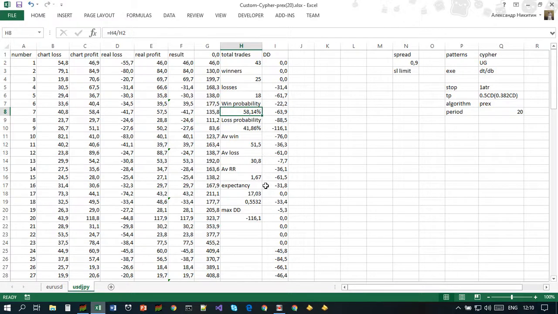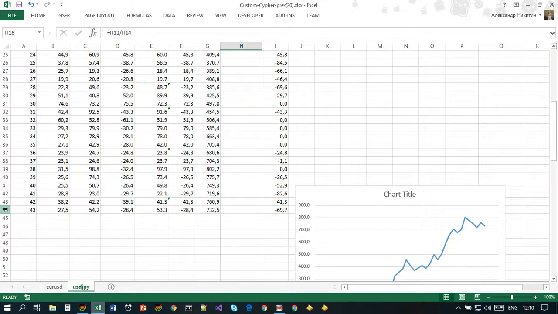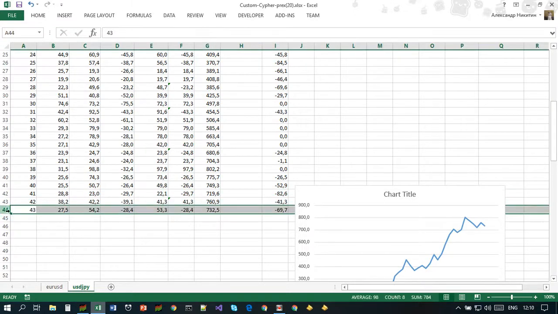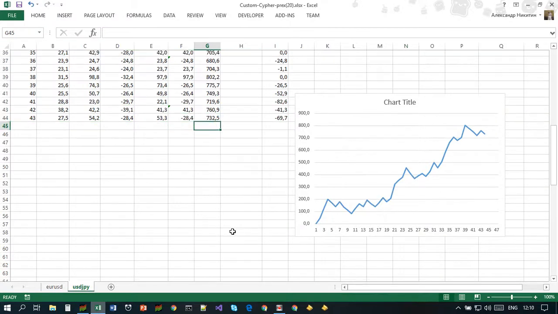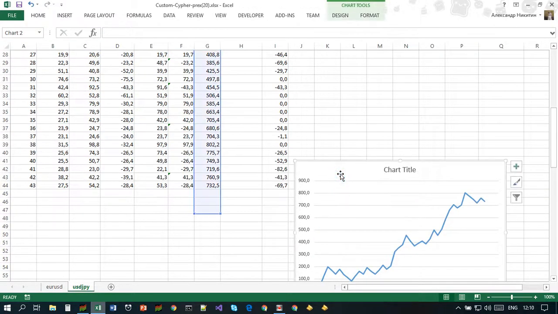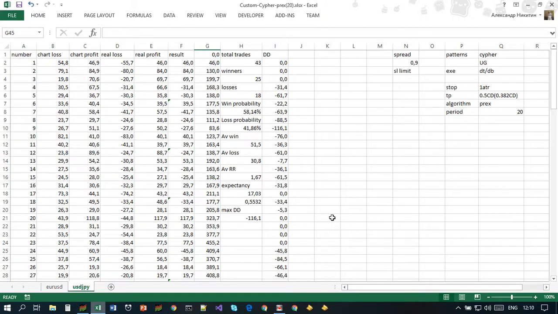Okay, 58 win percentage with an average risk of 1.67. Well, it may slightly vary. 44 trades only, better to have 100 or more, but it is what it is. I don't have more data.